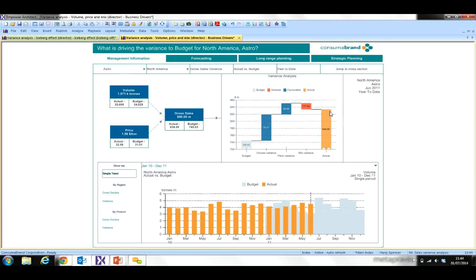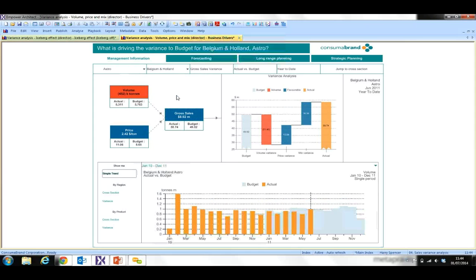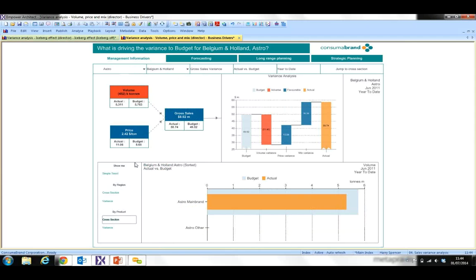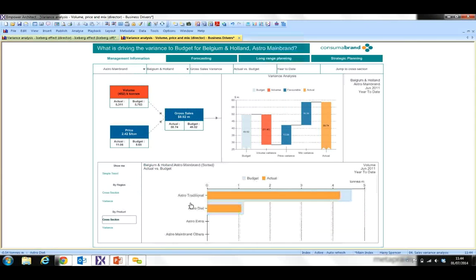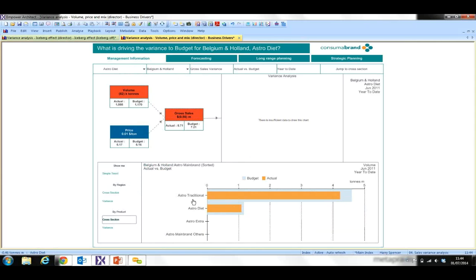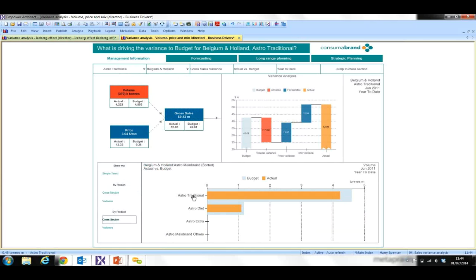So simple variance analysis there enables us to quantify the impact of volume, price and mix, and to do that at any level of the business. I can drill down into particular countries, for example, and then look across product cross sections. So I could drill into Astro in further detail. So you can see that you can take this across huge data sets if you have that data available.